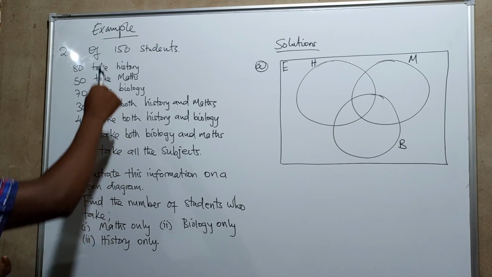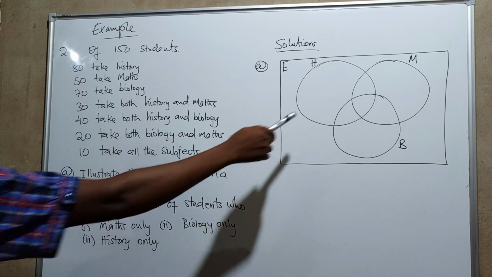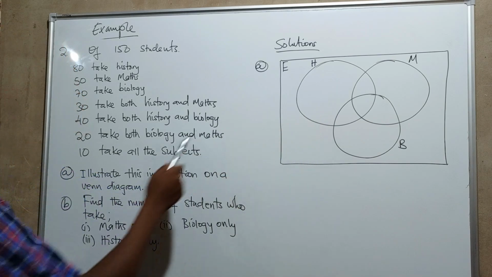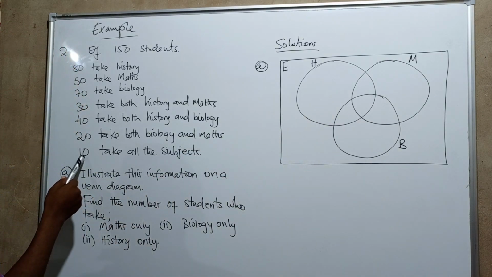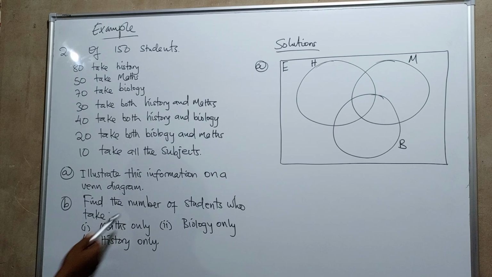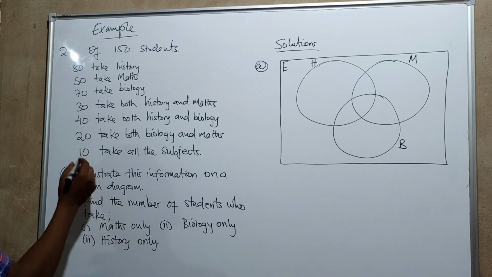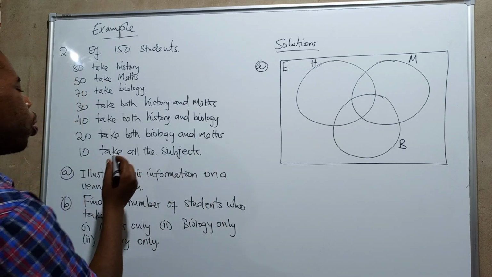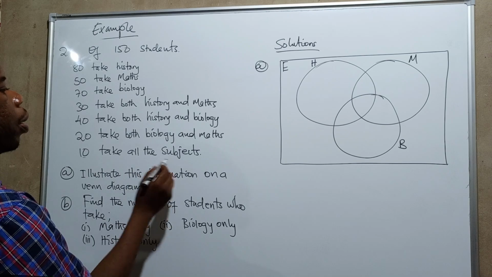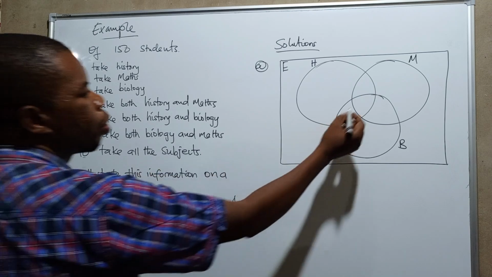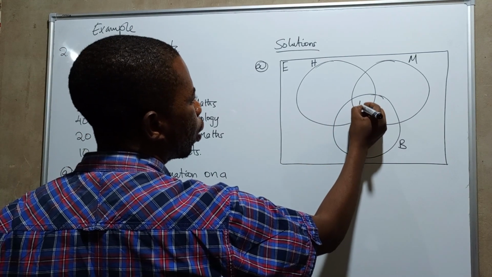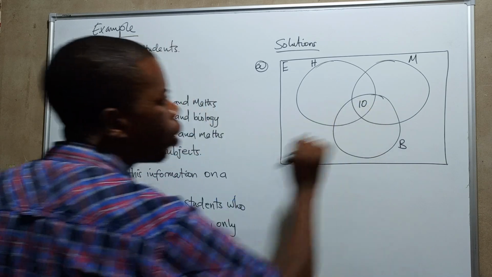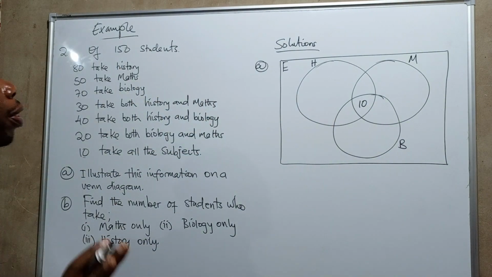When you are putting this information into the Venn diagram like this, always start with the part which says they take all the subjects. You start with that. Take all the subjects means the intersection, which is this part. So you put 10 there. Once you are done with that, then you can start answering the rest.